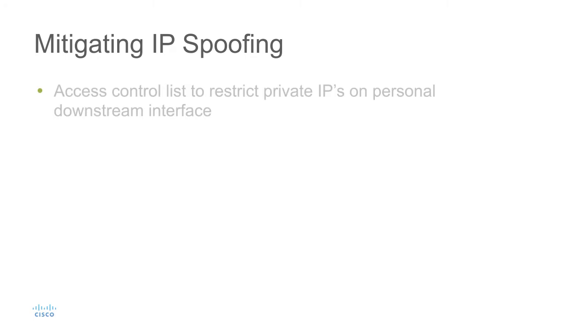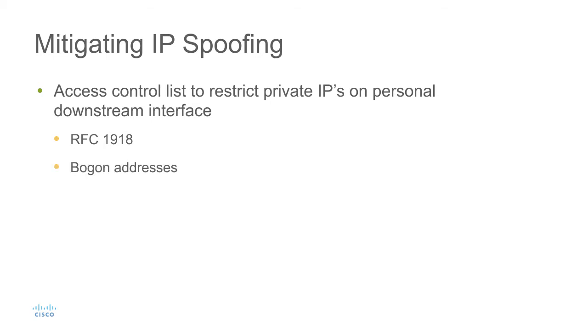Well, simple. We put an access control list on our outside interface, and we tell it, don't allow traffic to come in if it's sourced from any of the private RFC 1918 addresses or any of the bogons that are known, and a list of other addresses that are known to be unused addresses, the ones that are used for documentation and things along those lines, reserved address space, 127.0.0, and so on. That'll help us to mitigate against IP spoofing on the network.